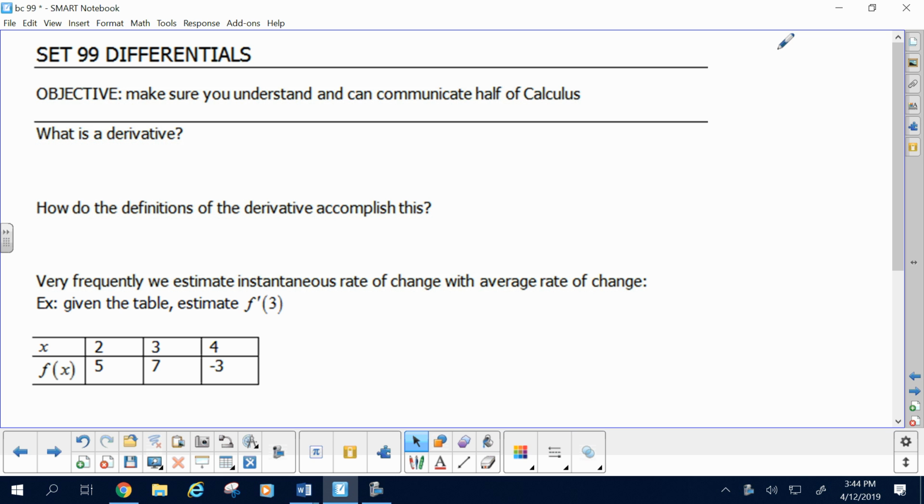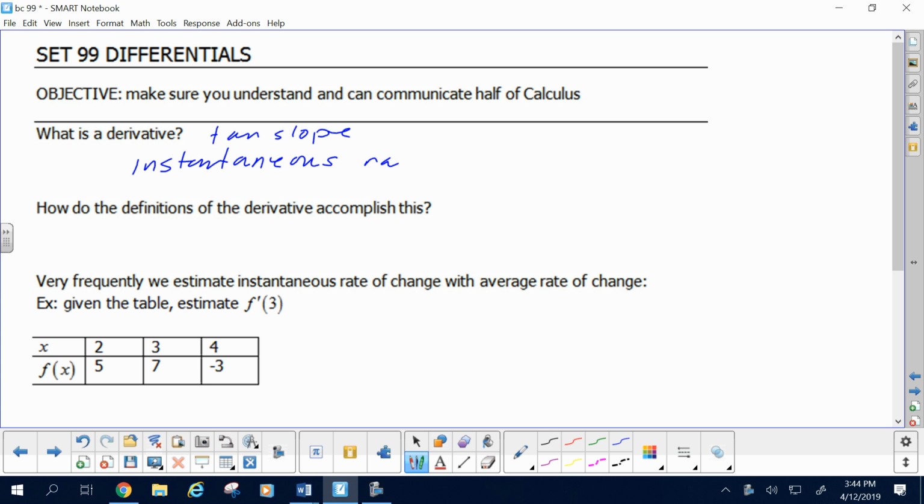All right, now in the class, besides the normal silence, some people finally said something like tangent slope. Now that's fine, and that is true graphically. Analytically or verbally, we can also say an instantaneous rate of change.